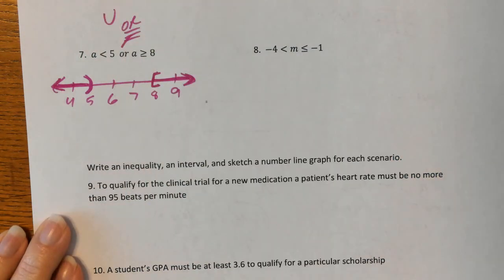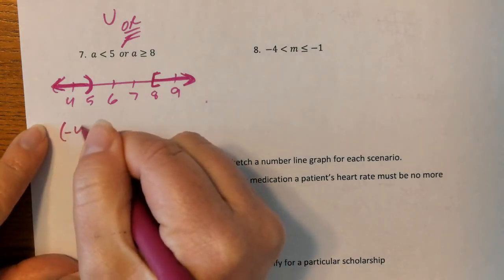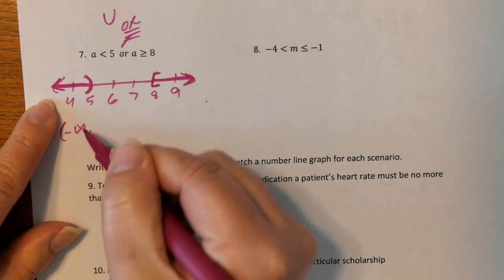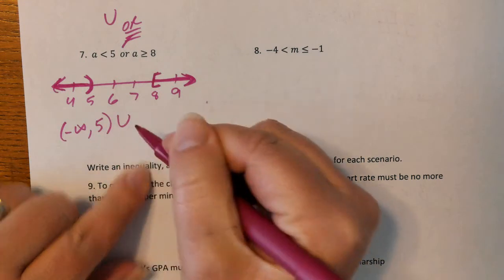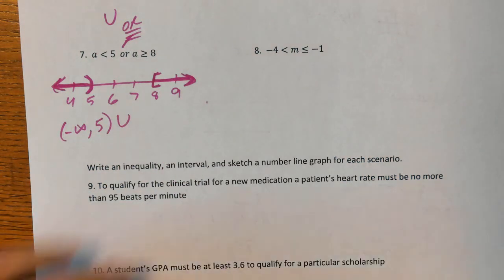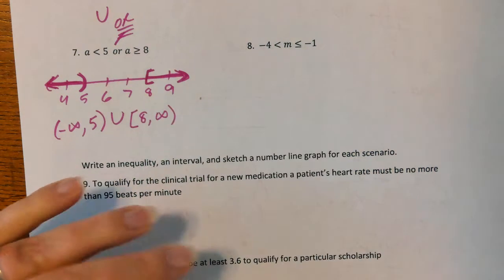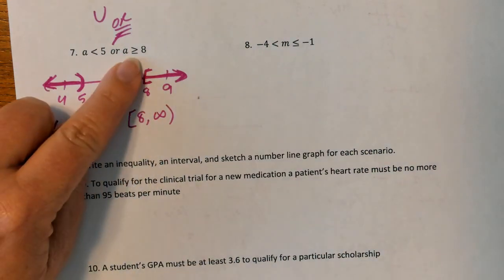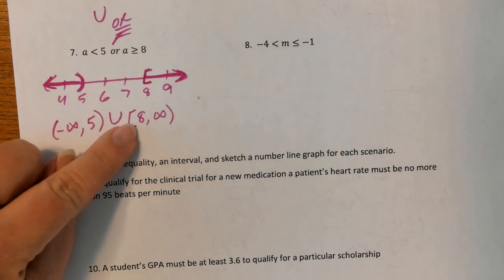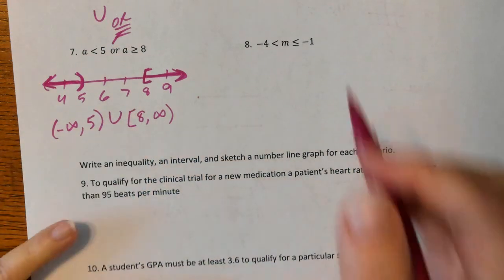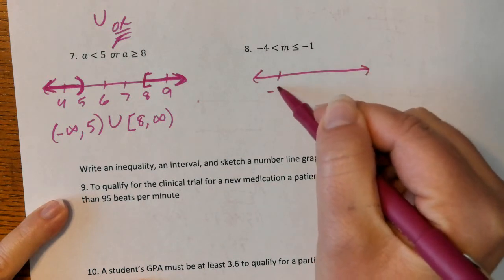It's a union. Okay? All right, so our interval, we're going to say negative infinity, because it's on the left, all the way up to 5, and I'm going to put a parenthesis on 5. Then I'm going to put a U for union, meaning join with it, the other region. And the other region will have an 8 to infinity. Notice the 8 has a bracket on it because it had an equal to in the inequality statement. So we put a bracket on the number line. We put a bracket on the interval. This one is sandwiched in between. M is sandwiched in between -4 and -1.